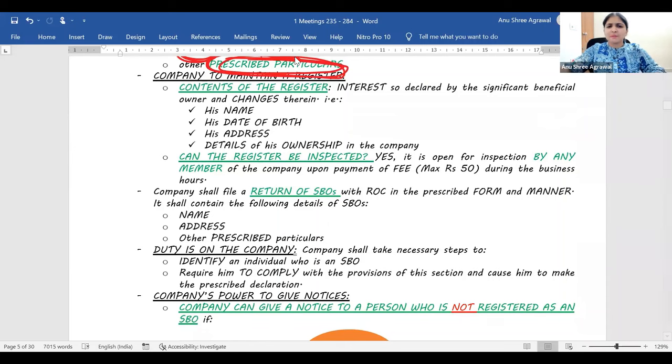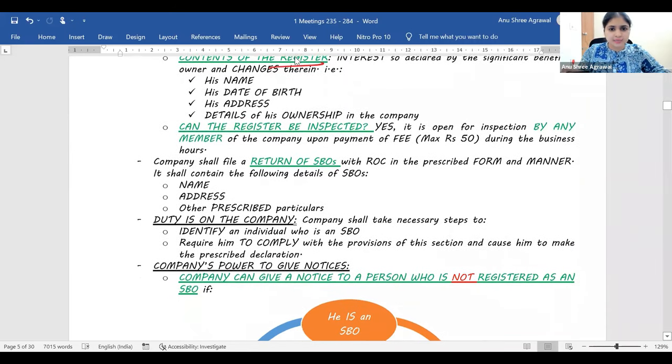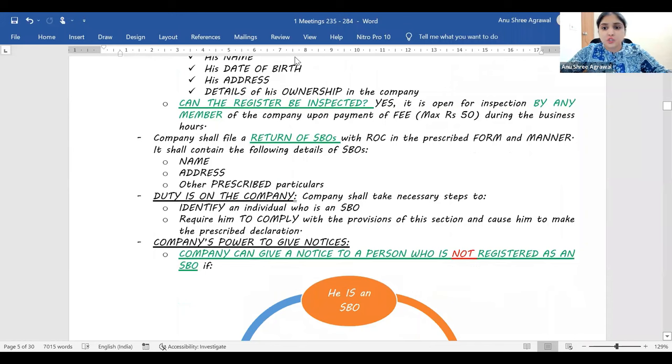Then now listen. Company will maintain one separate register. In this register, the company will write all the details about SBO and all. This register is open for inspection also. Who can inspect? Any member can inspect upon payment of 50 rupees fees. For inspection also, we can charge a fee here, 50 rupees during business hours.